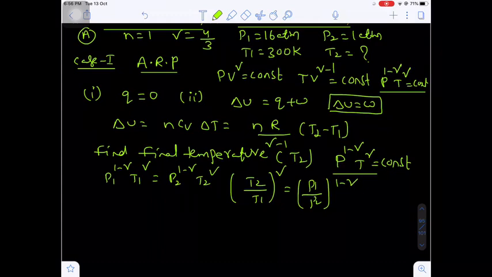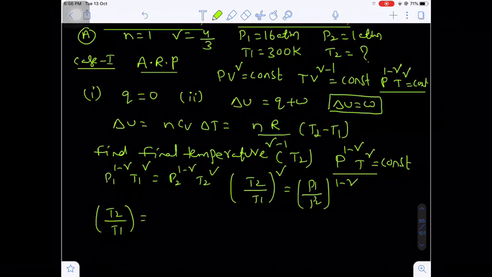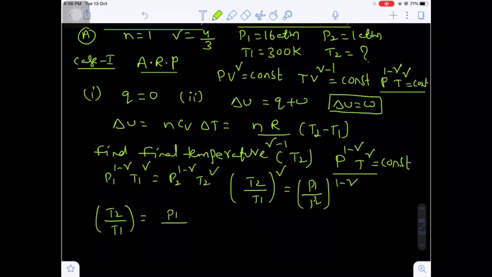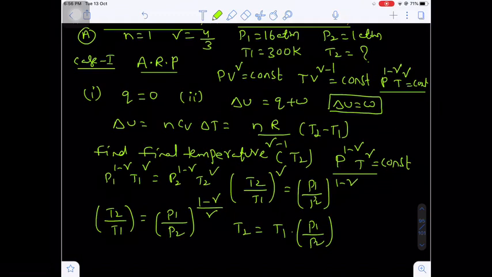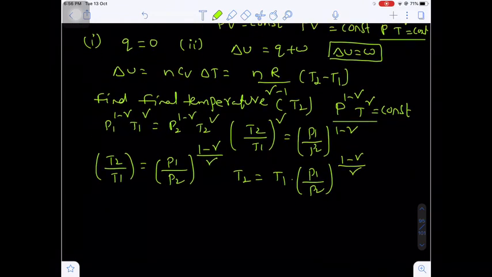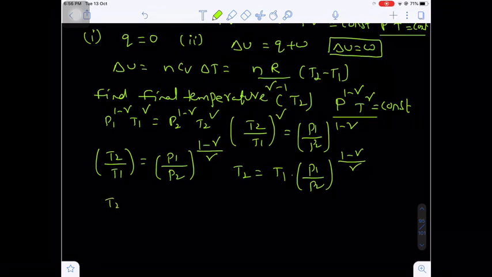Now here you see T2 upon T1 to the power gamma. What I am doing is raising the 1 by gamma power on both sides. So on the left side gamma gets cancelled. On the right side, P1 by P2 whole to the power 1 minus gamma divided by gamma, because I am raising the 1 by gamma power on both sides. Are you getting my point? From here, I write T2 equal to T1 times P1 upon P2 whole to the power 1 minus gamma upon gamma.